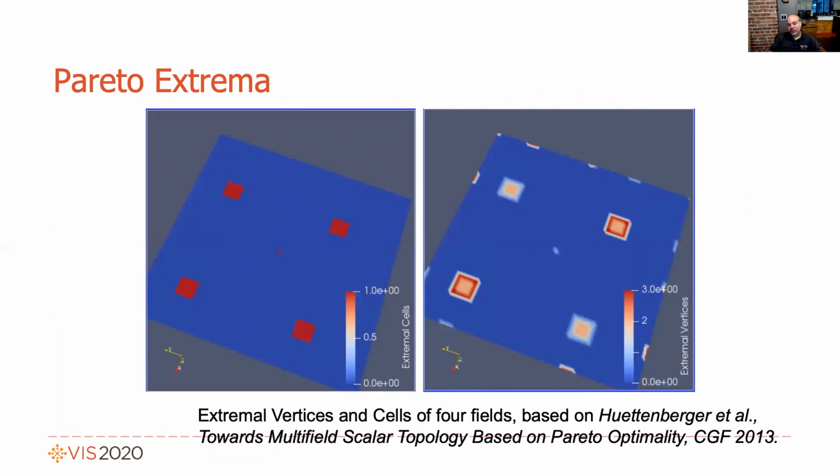Here's the output of one of the students' projects where they basically implemented this paper from 2013 by Huettenberger et al., that does multi-field scalar topology based on Pareto optimality. So this passes in multiple scalar fields and then labels the domains based on their Pareto optimality, which gives you some notion of things like shared critical points among the scalar topology.